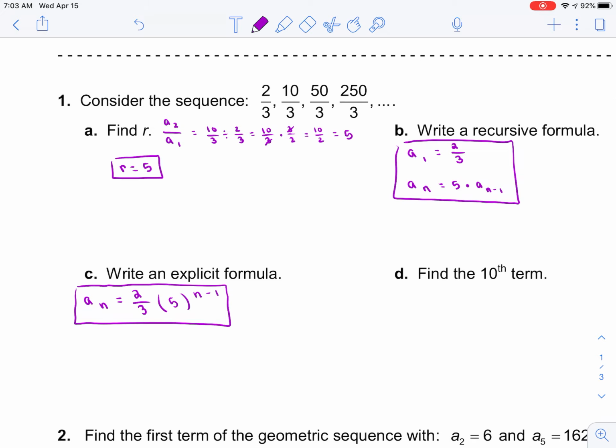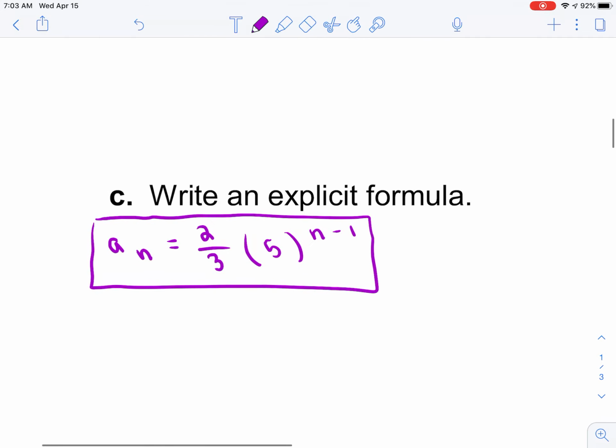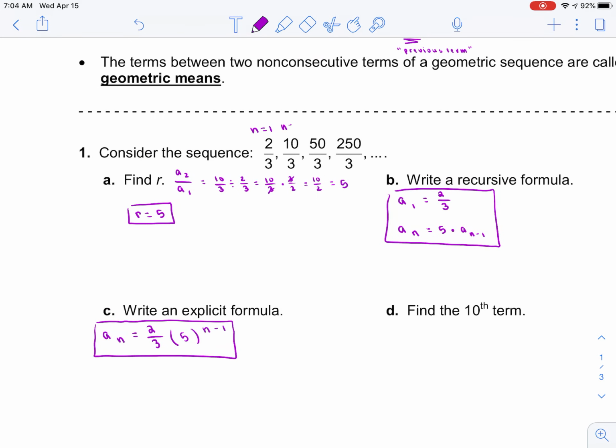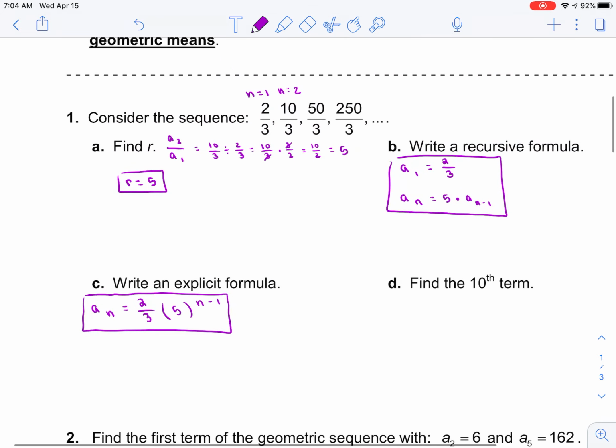Now, check to see if this works. If I sub in n equal to 1, I should get 2/3, and it makes sense why you do, because if you sub in n equal to 1, the exponent becomes 0, and 5 to the 0 power is just 1, and then when you multiply that by 2/3, you get 2/3. If I sub in n equal 2, notice that that would give me 5 to the first power, so I'm actually multiplying that 2/3 by 5 one time, and that's how I'm getting that 10/3. So it makes sense that that would work.